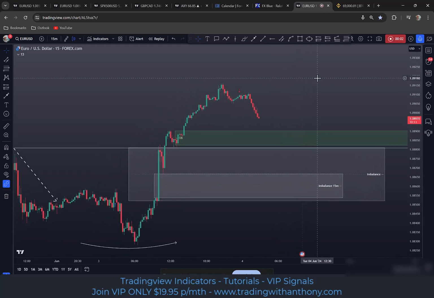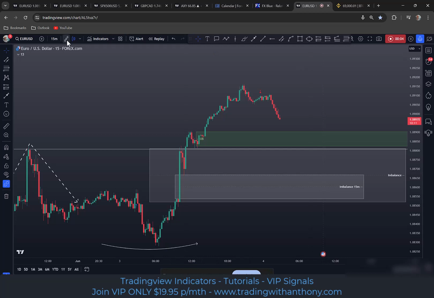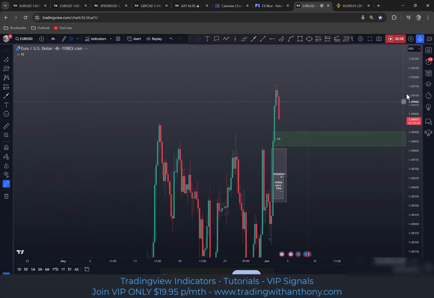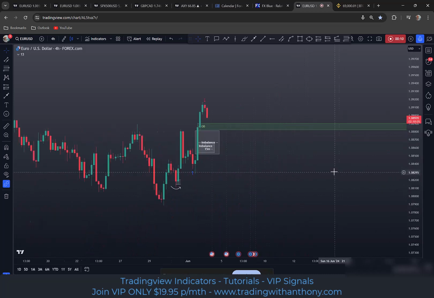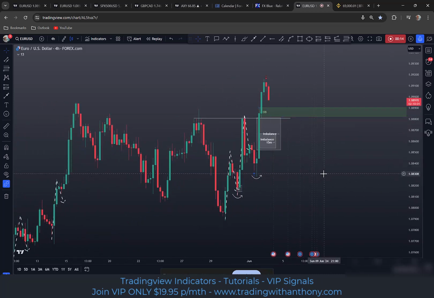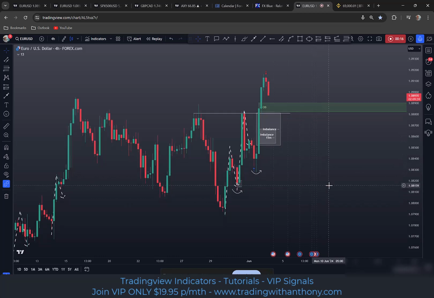Traders, Anthony here. I'm looking at the EUR/USD 15-minute chart. In fact, let's just go out to a 4H and we'll have a look at this, and then I'll explain what I've been marking up on the chart. We've got the London Open kicking off pretty shortly.